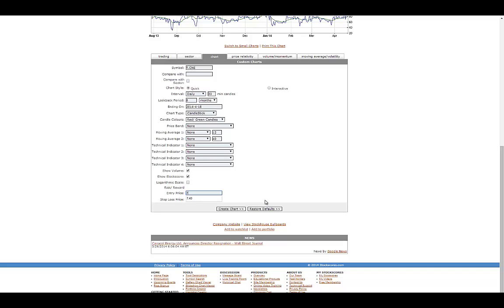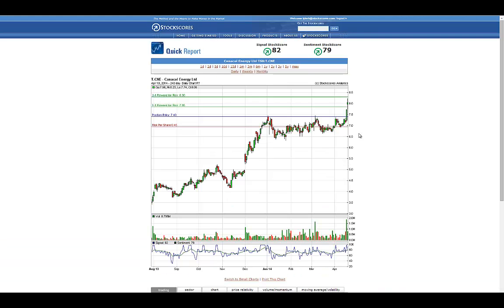We can enter in our entry price. Let's put in $7.40. We can enter in a stop loss price. We'll put in $6.95. Then click on Create Chart. And you now see that there are lines drawn on the chart representing the entry price at $7.40, the risk per share of 45 cents based on a stop at $6.95, and the current closing price at $8.06, which is representing a gain of about 1.5 times risk.